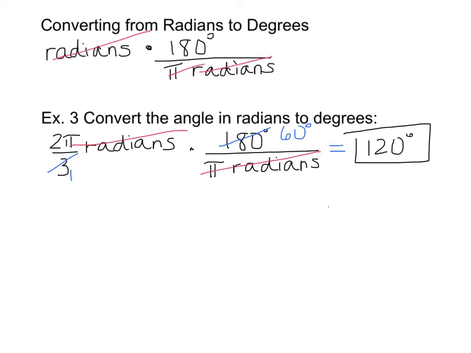And the same thing if it's a negative. Sometimes you will have a negative degree, which means, as we're going to learn later, that we're going in a different rotation around our circle.